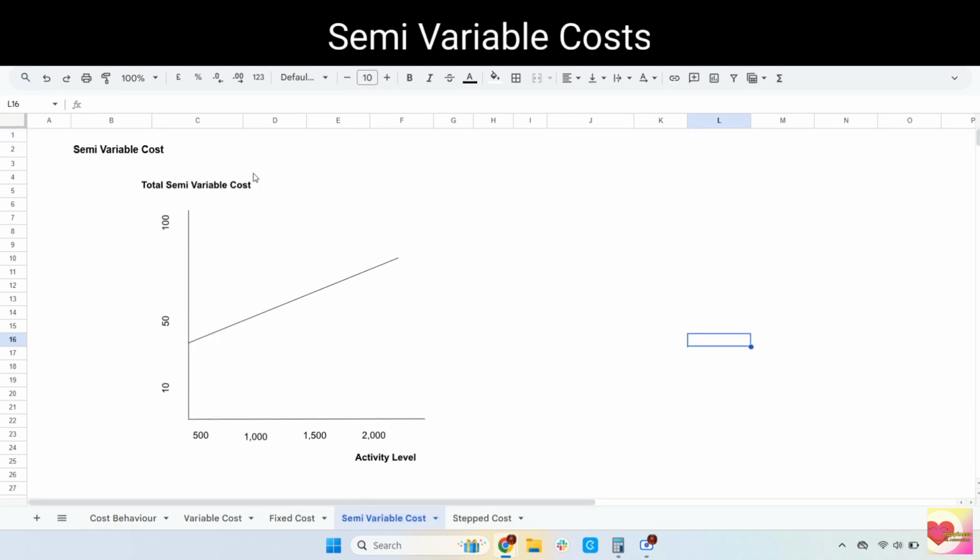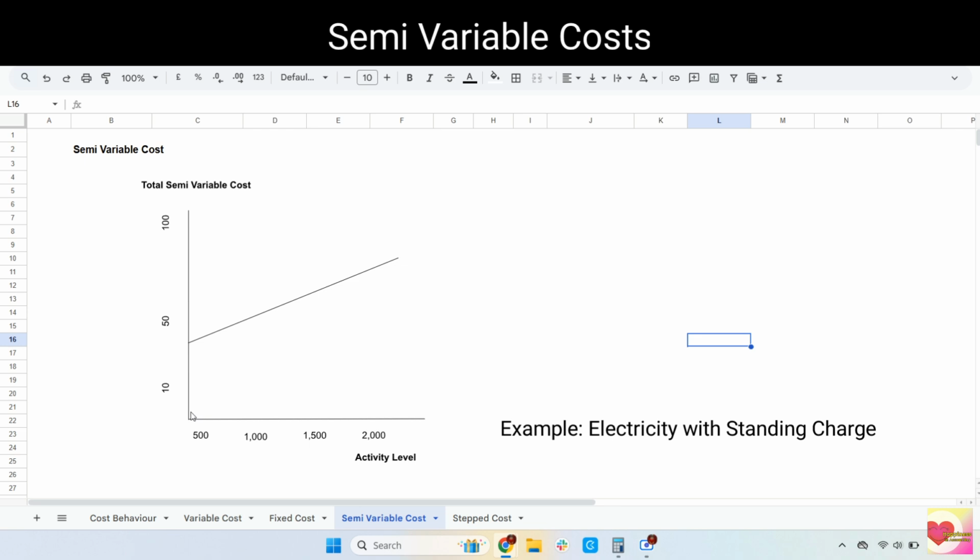Next, let's move on to semi-variable cost. We only have one graph, so let's analyze. This line here shows the total semi-variable costs, and this line here shows the activity level. And this line shows the relationship of these two. We can see that the total semi-variable cost increases as the activity level increases, but it did not start from zero.